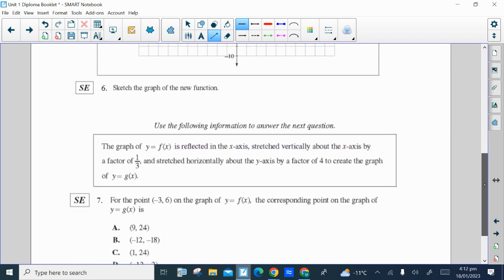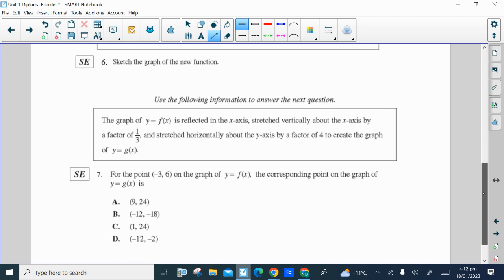Number 7 is also a standard of excellence question. It says the graph of f is reflected in the x-axis, stretched vertically about the x-axis by a factor of a third, stretched horizontally about the y-axis by a factor of 4 to create the graph of g. The point negative 3 comma 6 is on f. What is the corresponding point on g?